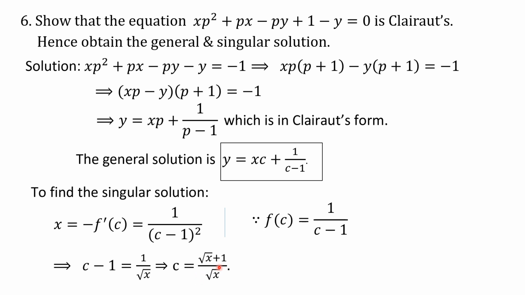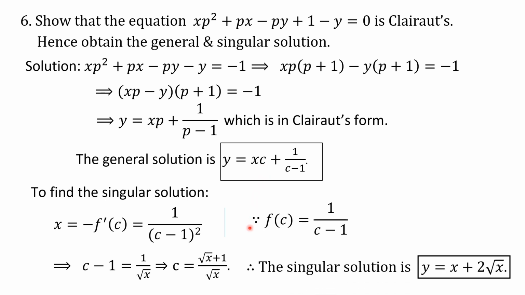So c is root x plus 1 by root x. So substitute here, which gives the general solution. So by eliminating c, we can get the general solution. Singular solution. So substituting for c, we get the singular solution.